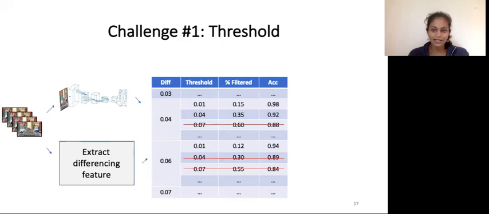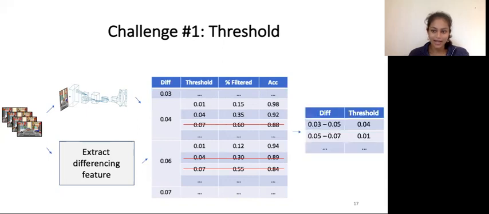And we aggregate the rest of the table by clustering diff values and getting this simplified hash table that maps diff value ranges to their optimal thresholds, a slightly conservative choice for their optimal thresholds to be sure that accuracy is met.